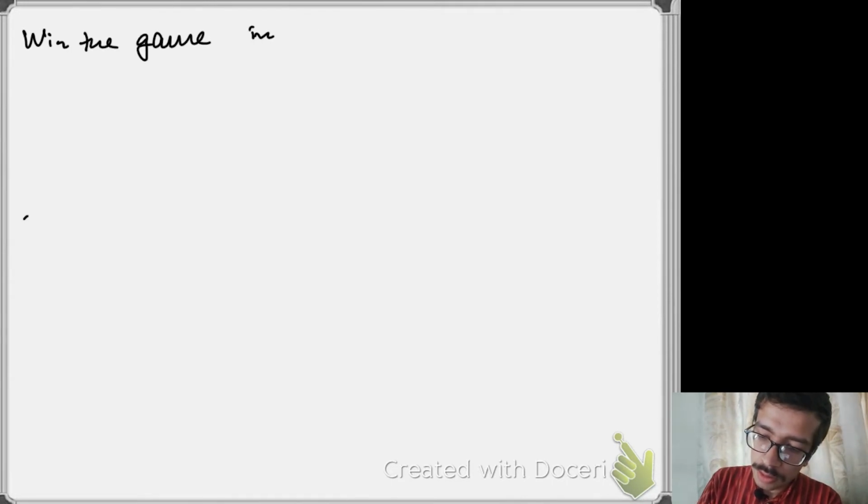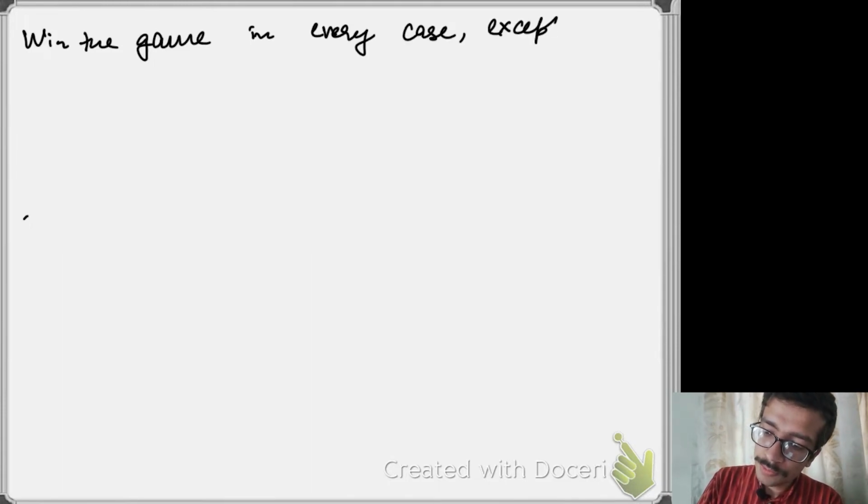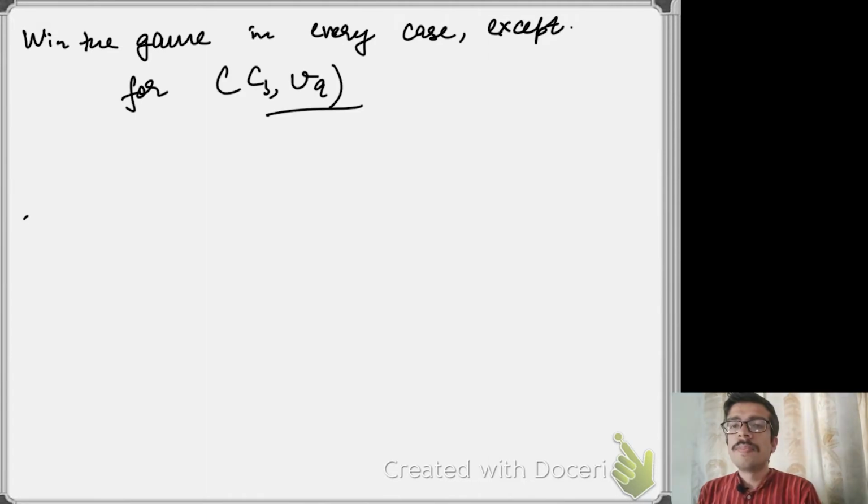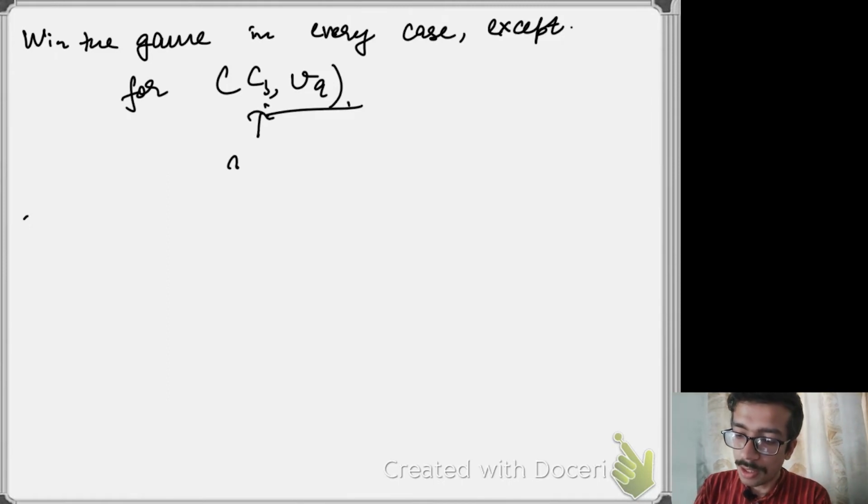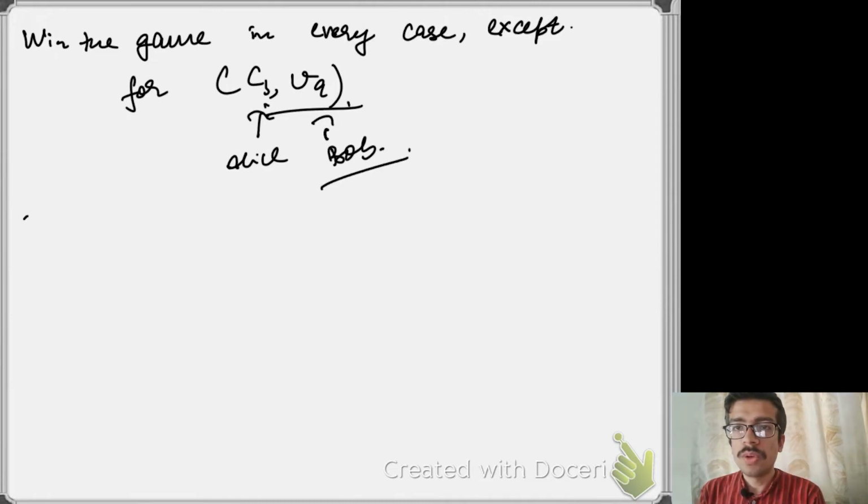So they'll win the game in every case except for C3, V9, right? Even with C3, with the other variable assignments, they'll win, but for the assignment of C3 and V9, when Alice is given as input C3 and Bob is given V9, then they are going to lose the game. Okay, and so this occurs with probability 1 over 18, so winning probability is 17 by 18 here.